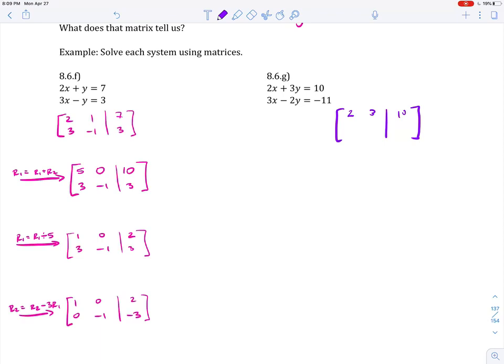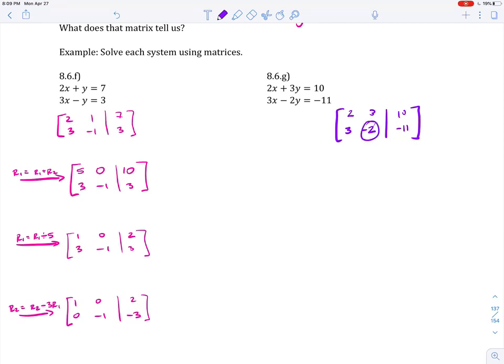So here we're going to start by creating a matrix. So we have 2, 3, and 10 in our first row. And our second row here becomes 3, -2, and -11. Okay.